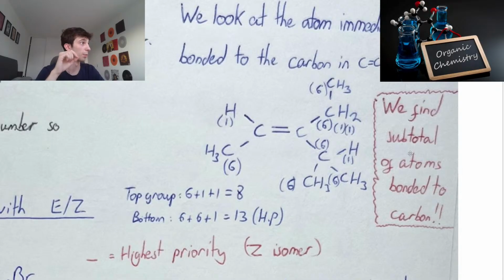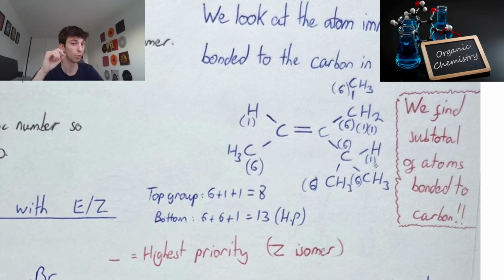So the key thing is to find the subtotal of the atoms bonded to the carbon. Therefore, our high priority group will be this bottom group here. So they will be on the same side. Zusammen, if you want German, so it's going to be a Z isomer.